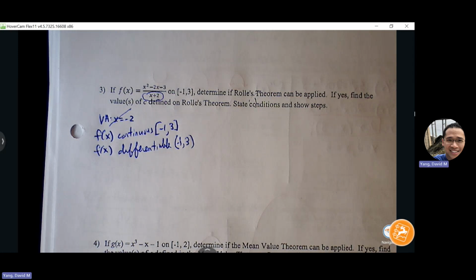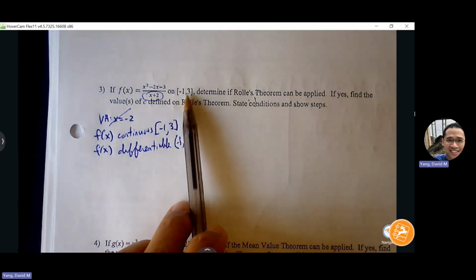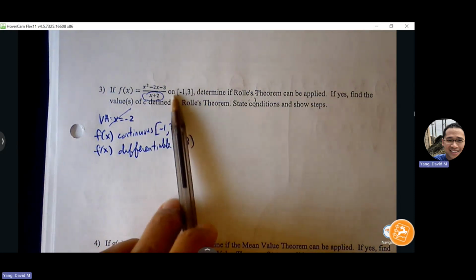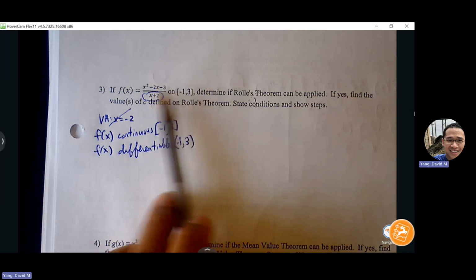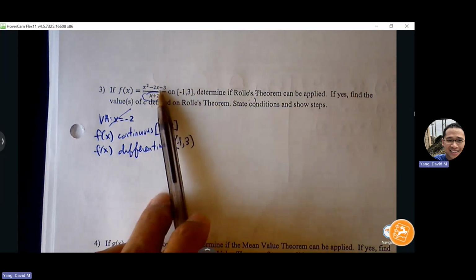Okay, what's next? We're not going to find the derivative yet, right? We want to spend the time to find ordered pairs, right? So just like mean value theorem, we're going to plug in our ordered pairs first.